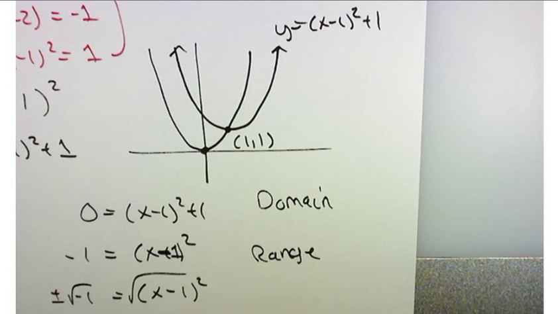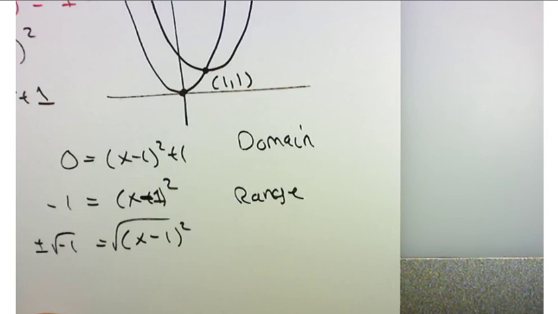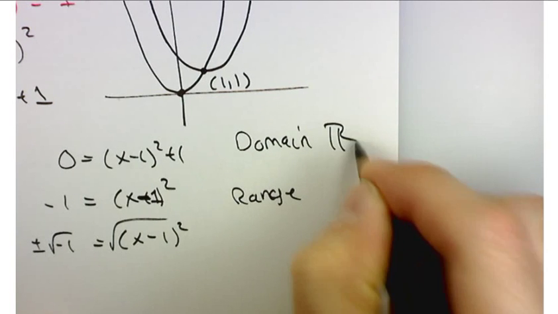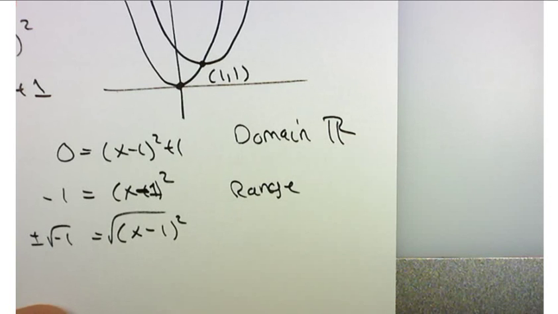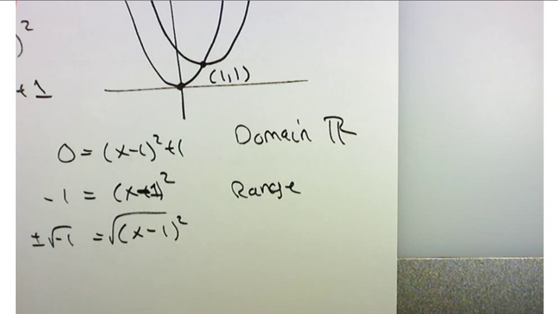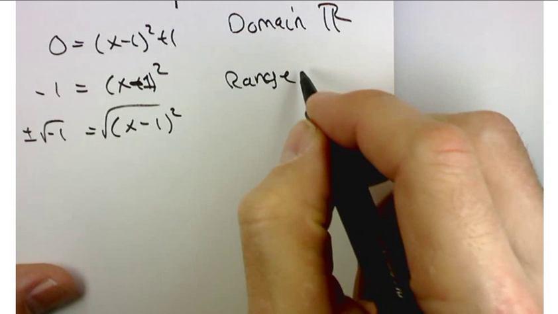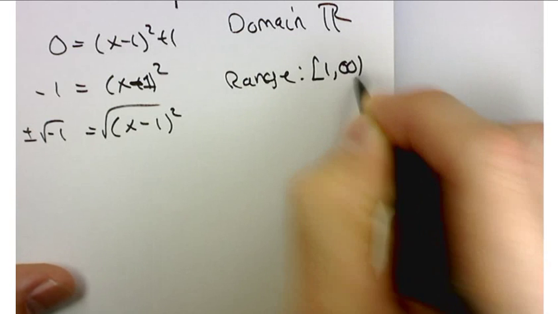Okay. Cooper, what's the domain, please? Good. All real numbers. Or you can write negative infinity to infinity. Nice. Kenny, how about the range, please? Perfect. 1 to infinity.